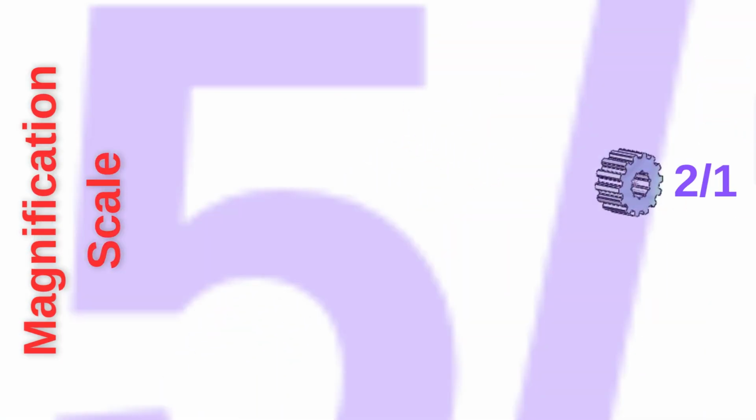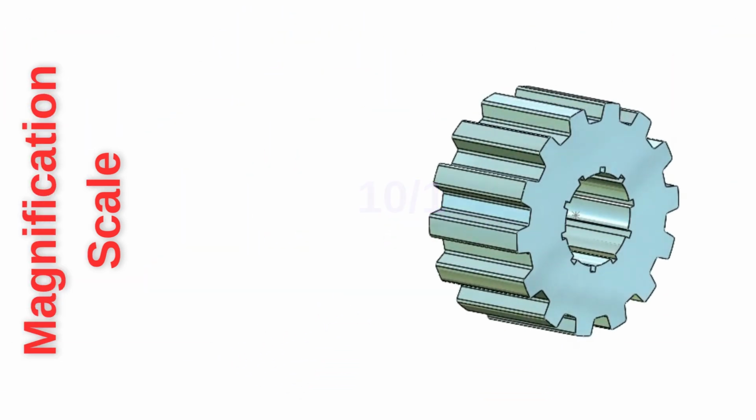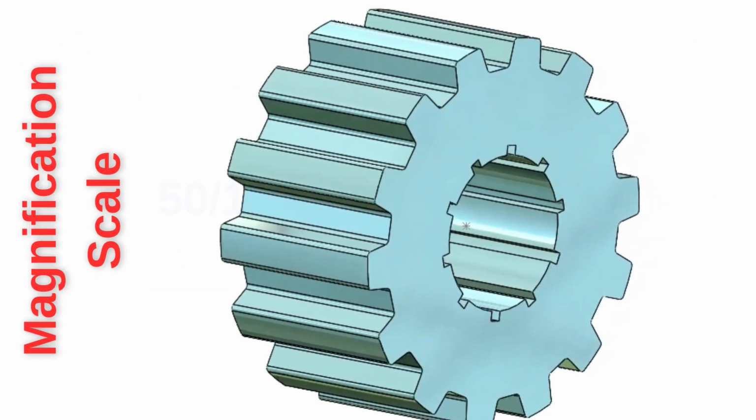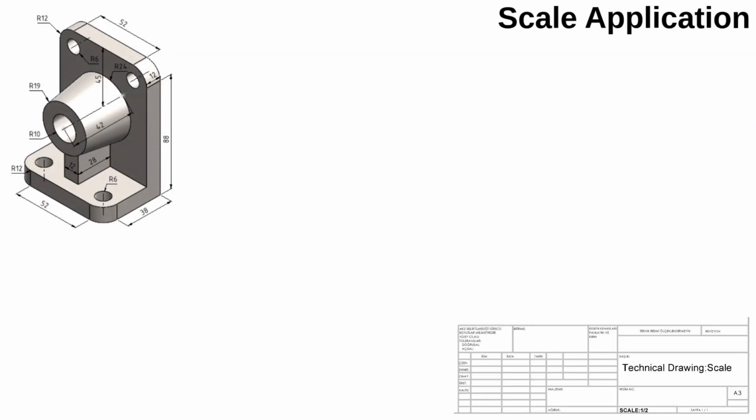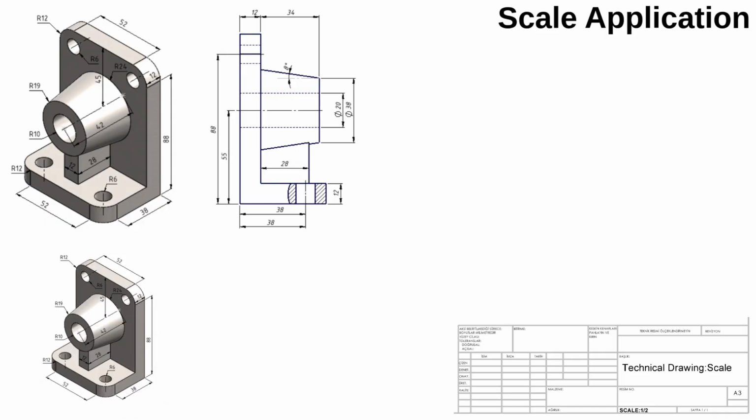With an enlargement scale, small details are shown more clearly. For example, drawings can be prepared at scales such as 2:1, 5:1, or 10:1. This means that the object is shown several times larger than its actual size. Now, let us look at the main points that should be considered when using scales.